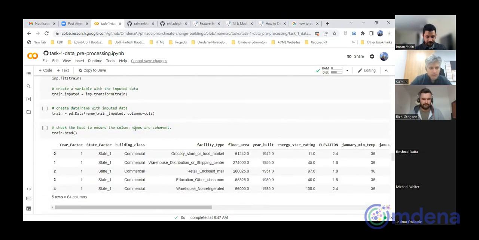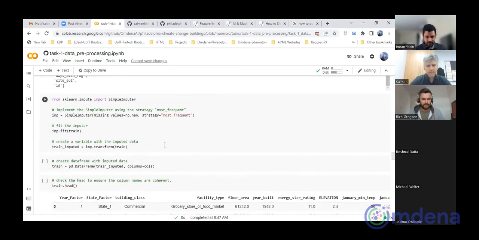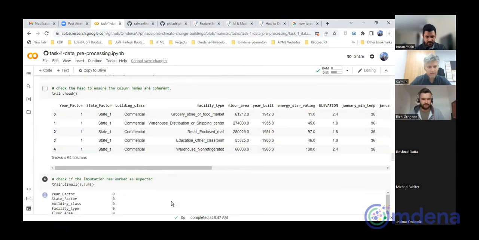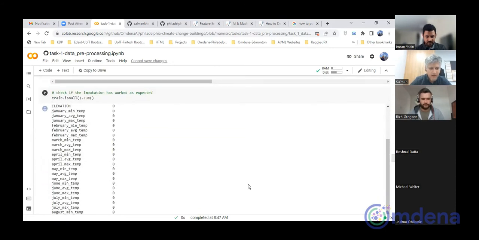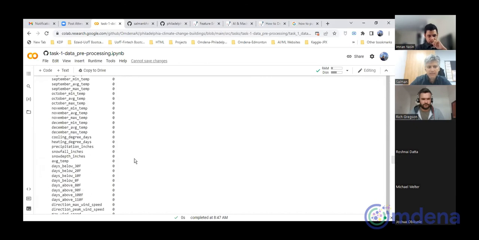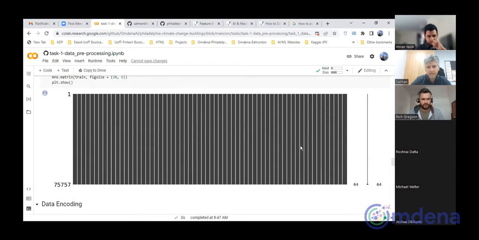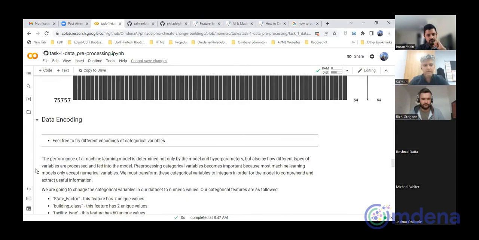Okay, so he tried a simple imputer, and he converted all of the values. Finally, we checked for the missing values. At the end, we did not have any missing values. As you can see, everything was fixed. After that, we wanted to fix the encoding part, the categorical variables.